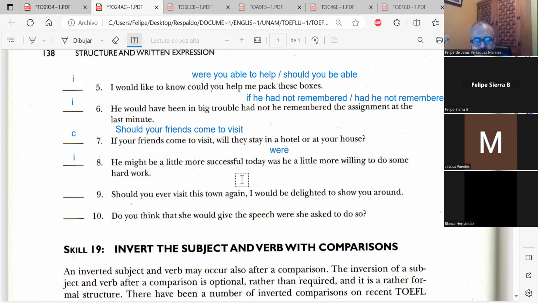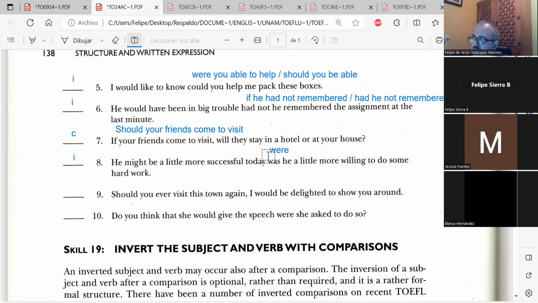Yes, many students tell us, teacher, but it was he? Yes, but remember that it's only for speaking. In speaking it's accepted to do that. What is the explanation? The grammar explanation is that here we use the subjunctive. And what is the subjunctive?